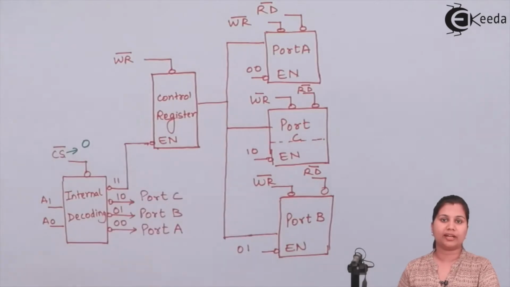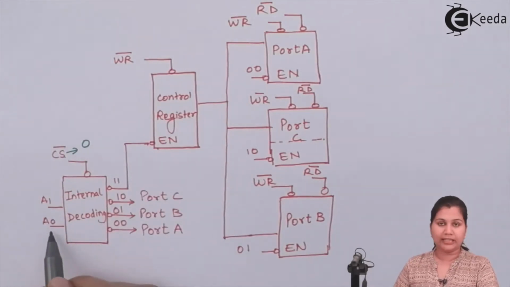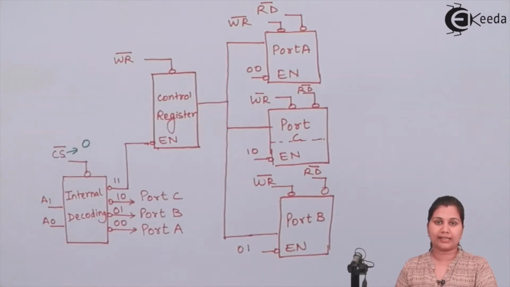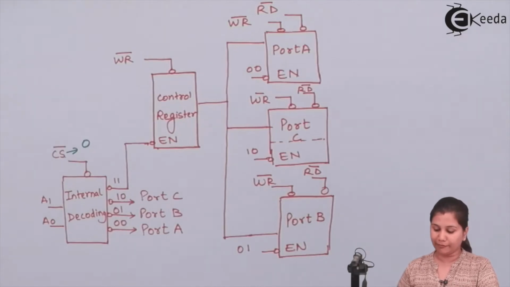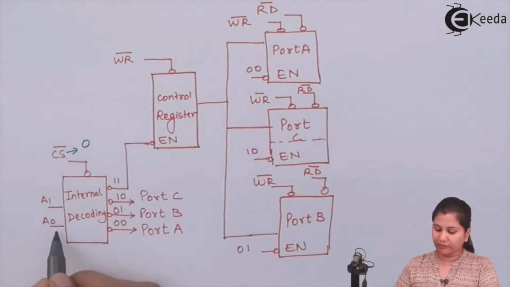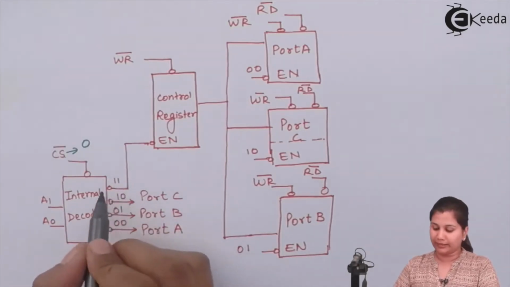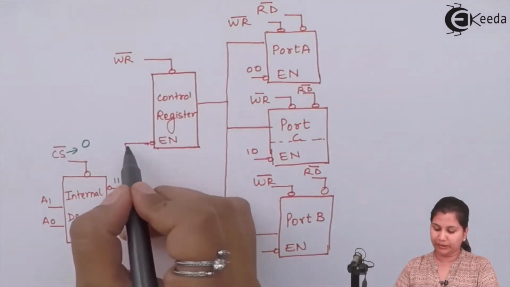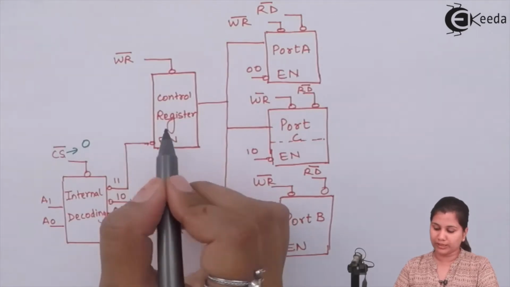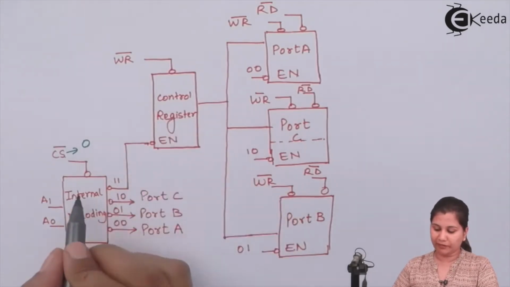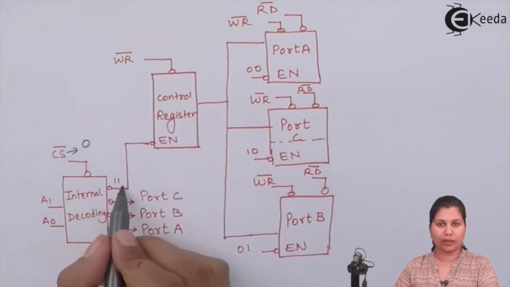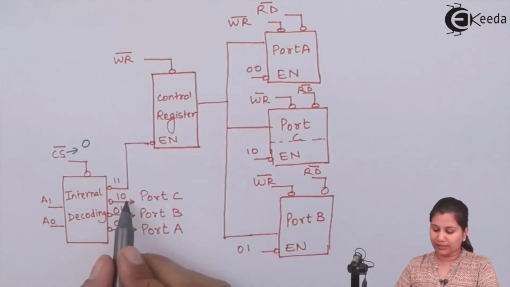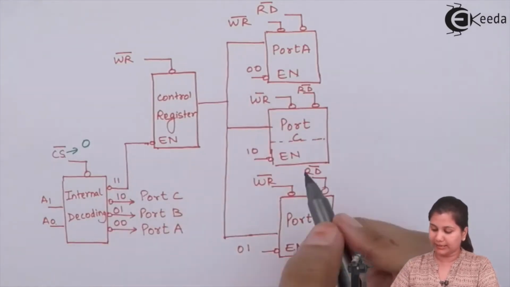Now the A1 and A0 lines decide which of the ports or the control register is going to be selected. These are the address lines of the microprocessor 8085. If the A1 and A0 value is 1, 1, then the control register is enabled, the enable line will be 1. When its value is 1, 0, then port C is selected.